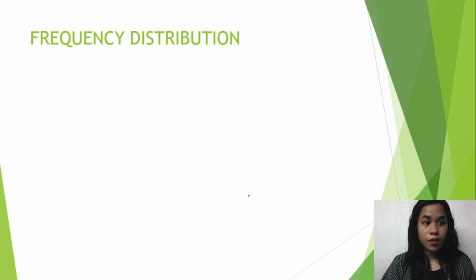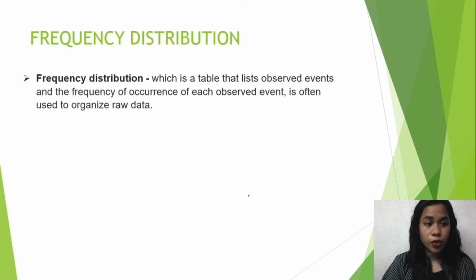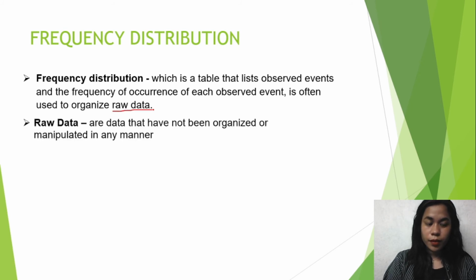So let us now discuss the frequency distribution. When we say frequency distribution, it is a table that lists observed events and the frequency of occurrence of each observed event, often used to organize raw data. So when we say raw data, these are data that have not been recognized or manipulated in any manner.